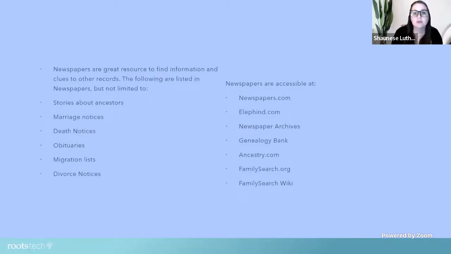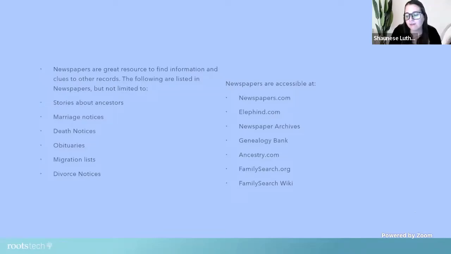Now, newspapers. Newspapers are one of my favorite things to look through. They are filled with so much information. You have obituaries, birth notices, marriage announcements, death notices. But you also have stories about your ancestors. I have seen stories about my ancestors in them. You also have people visiting family members or friends, or coming back.